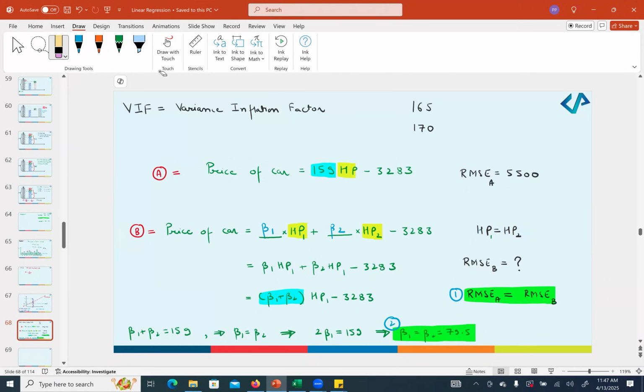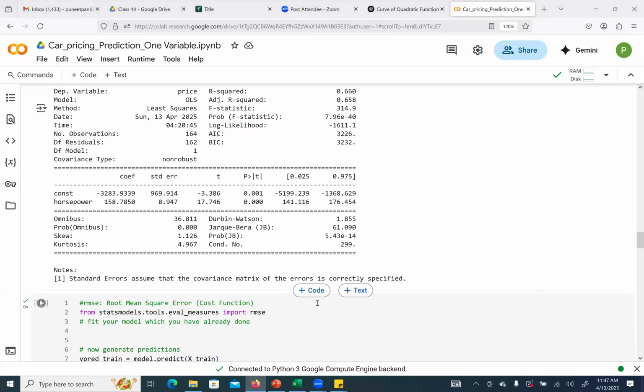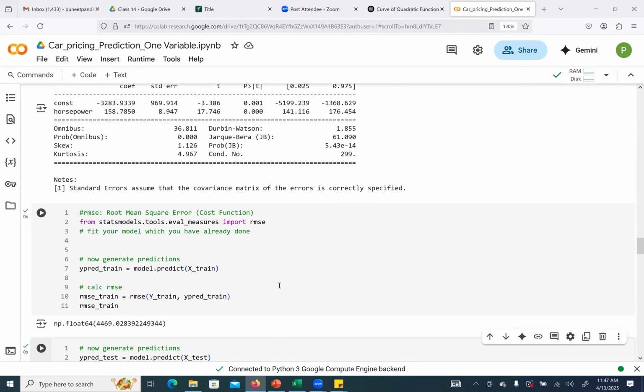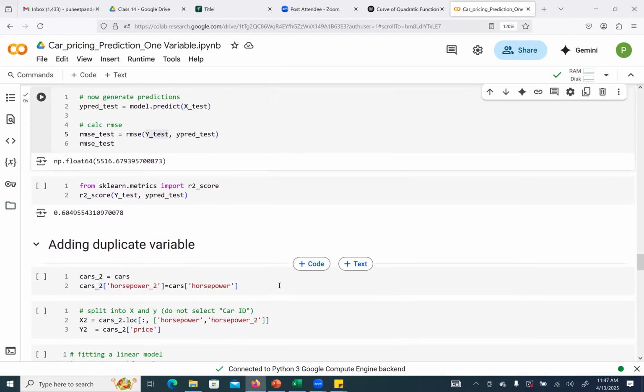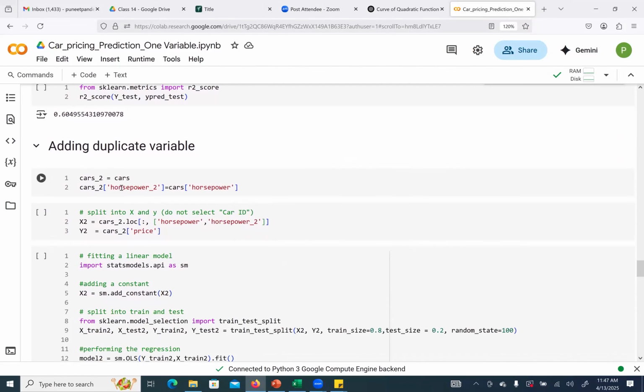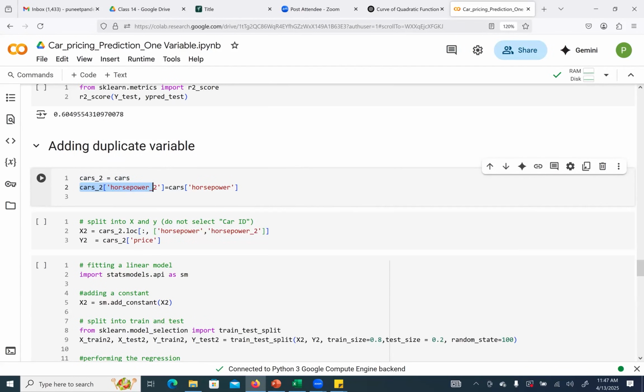Good. Now let's try to do the same thing in our Python notebook. What I'm going to do is add a duplicate variable. Last time, someone, I forgot the name of that person, asked me whether I can simply do this, const equal to 1, instead of using that function constant. Can we do this or not? Yes, we can do that.